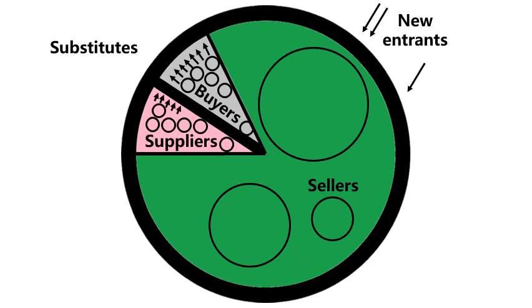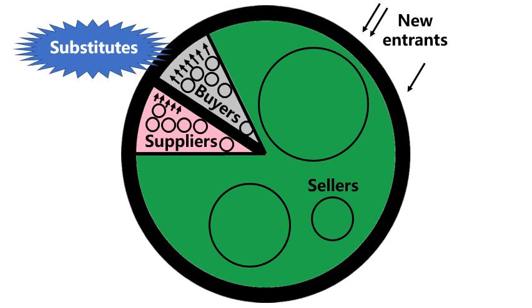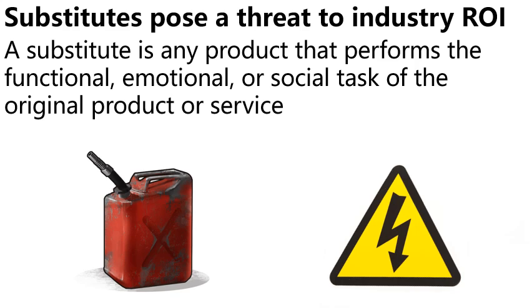We're going to talk about each of these five forces in detail. We're going to start with substitutes. We talked a lot about substitutes in our last class, so I think it makes sense to start there. A substitute is any product that performs the functional, emotional, or social task of the original product or service. And substitutes pose a threat to industry return on investment.